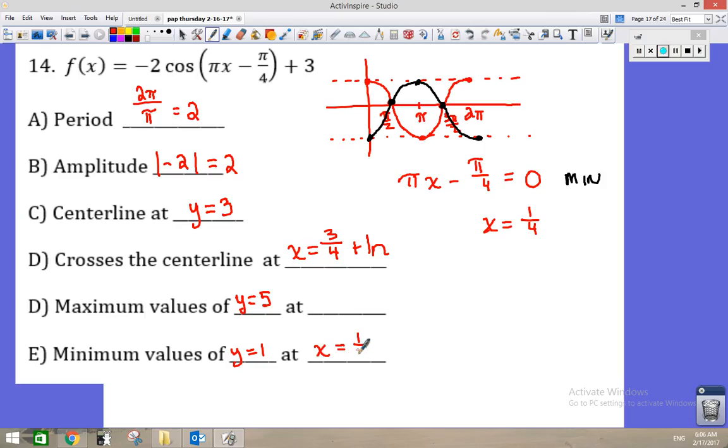Now the max and mins are separated not by half a period away, but by a full period at the start of the next cycle. So this will be plus 2n.